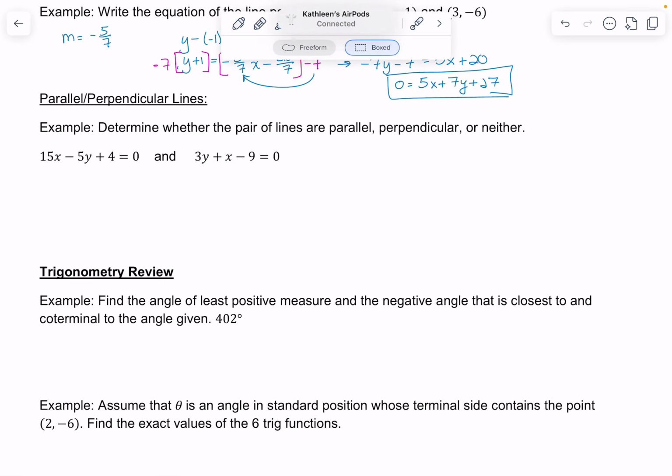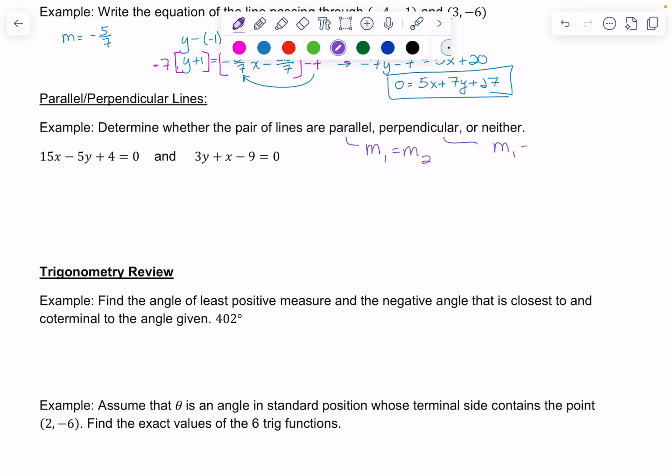I wanted to pick up with the trigonometry review, but one of my sections needed to do the parallel and perpendicular lines. So if you want to speed through this part, you can. As far as parallel and perpendicular lines, for parallel lines, we have two slopes that are equal. M1 equals M2, so my two slopes are equal. And for perpendicular lines, M1 is equal to the negative reciprocal, so we flip it: negative 1 over M2.